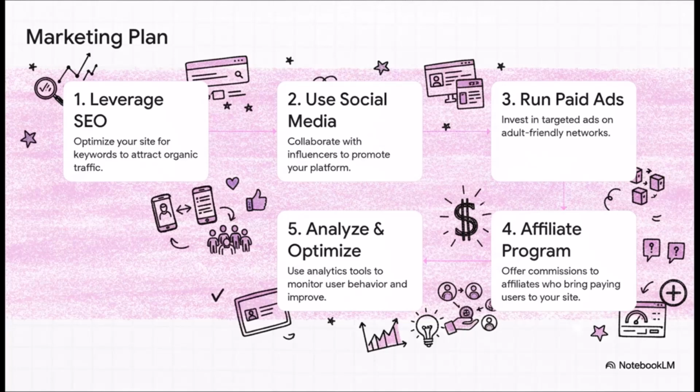You start with a really solid foundation in SEO to get that organic traffic coming in. Then you pump up your reach using social media and influencers who are already in your niche. For that instant boost, you run targeted paid ads on adult-friendly networks. A really smart affiliate program can basically turn your users into a sales force for you. And maybe most critically, you have to constantly be analyzing your data, seeing what works, and making things better.